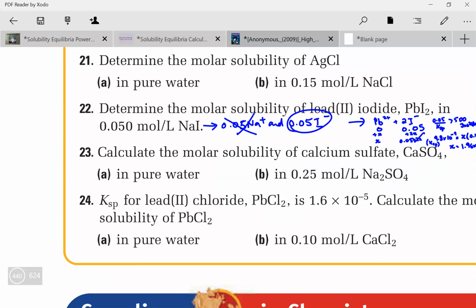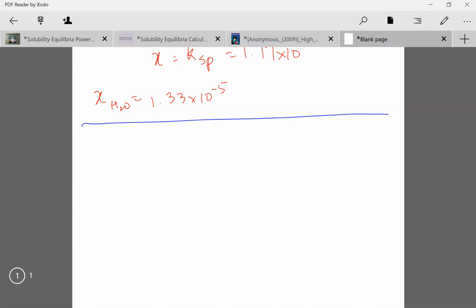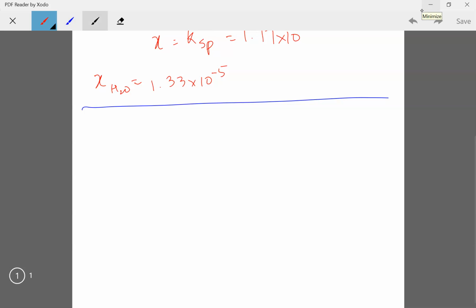Okay, molar solubility of calcium sulfate. Okay, that's another easy one. Yeah, there's another easy one. Okay, so let's do, again, we're asked both cases, so we're going to write case 1, pure water.